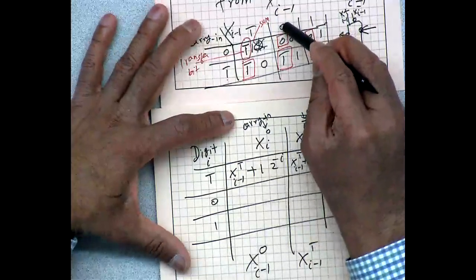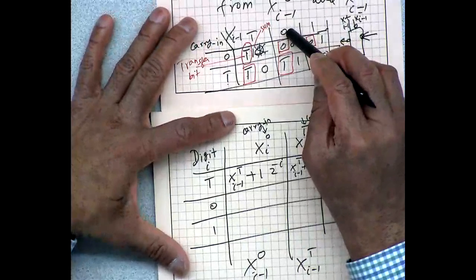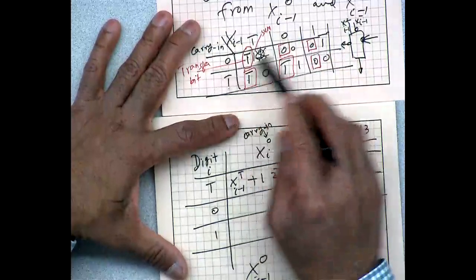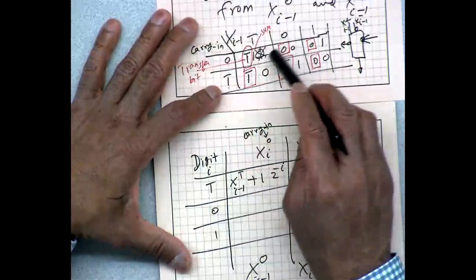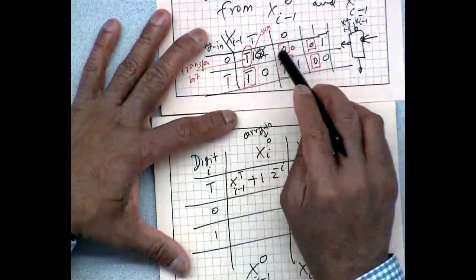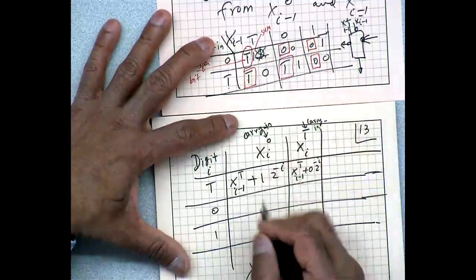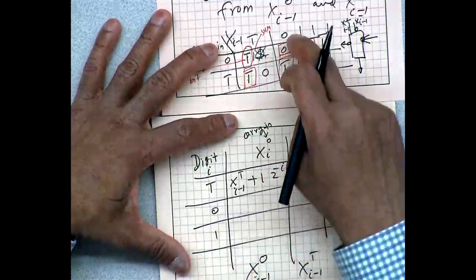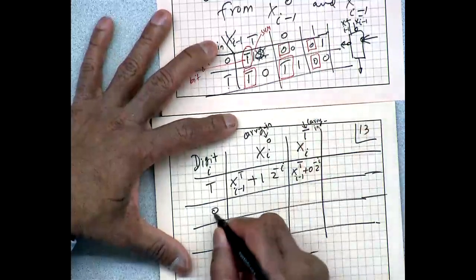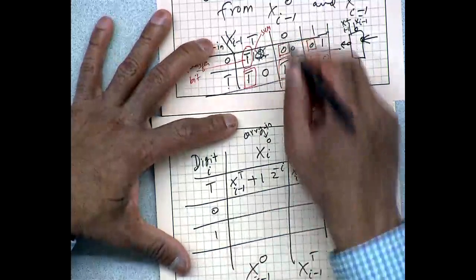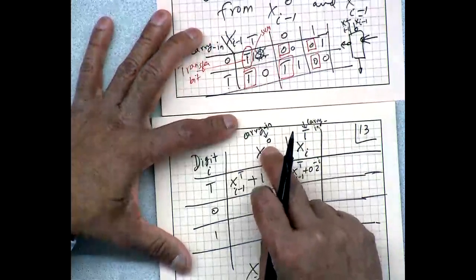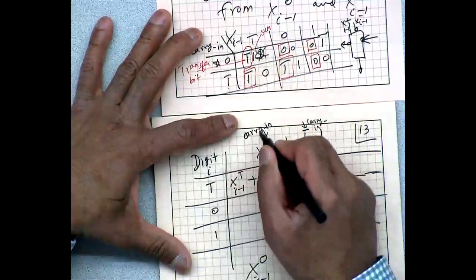Let's watch what happens when the digit is 0. When the digit is 0, if the carry input is 0, then the carry out or the transfer will be 0. So if the digit is 0, that's here, digit is 0, and then the carry input is 0, that's what this column is. So this is this column.